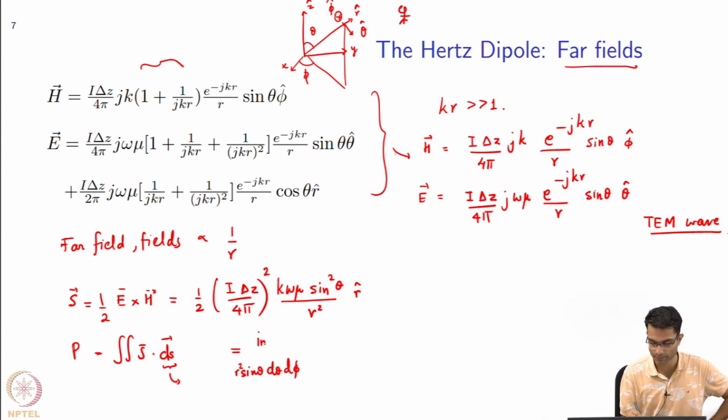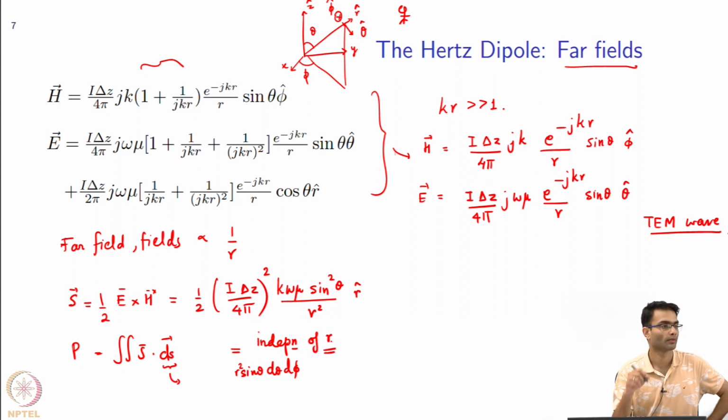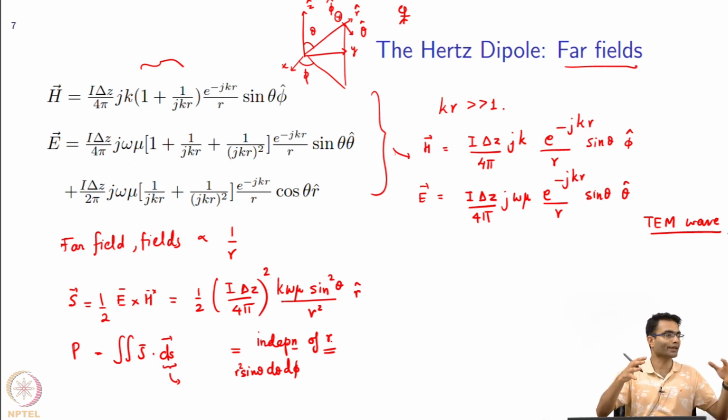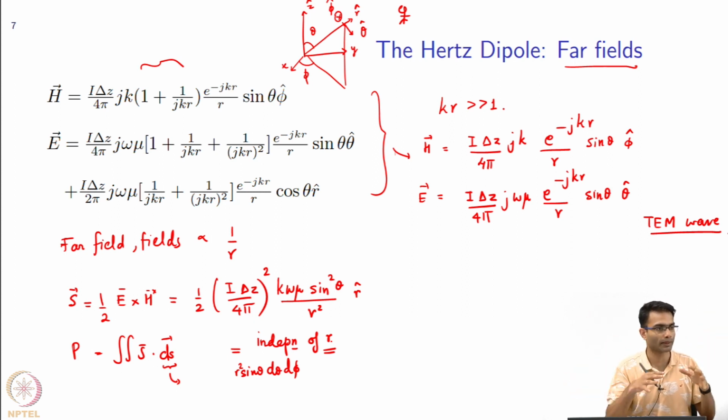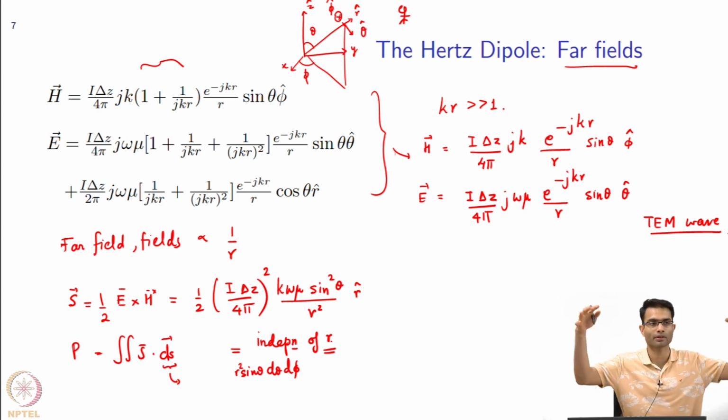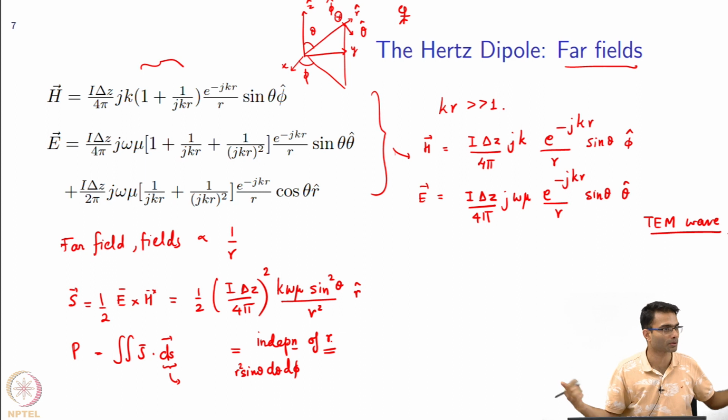The answer is independent of r. So, what does that tell you? This also makes physical sense. No matter where I integrate from, the power leaving the sphere should not change. This is just confirming our intuition, because a sphere encompasses the entire 4 pi steradian. Because it encloses the dipole, whether I integrate here or here, the power leaving the surface is going to be the same.